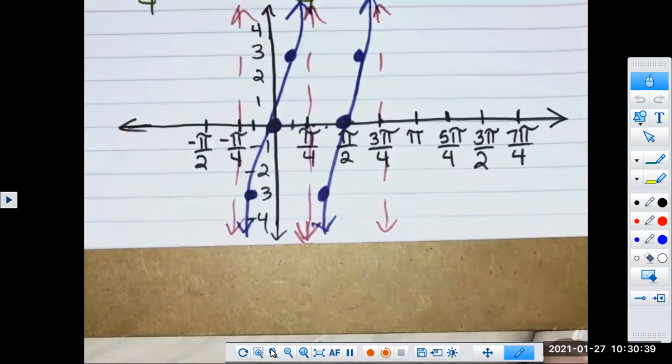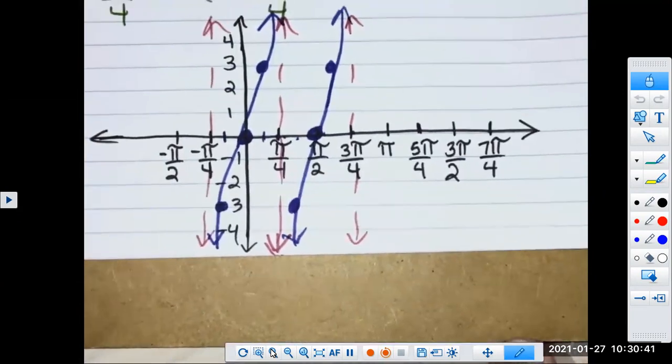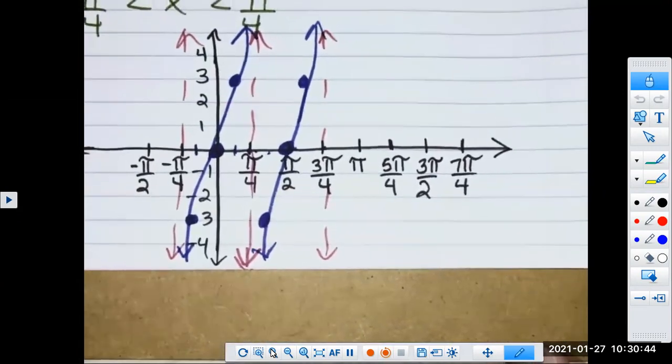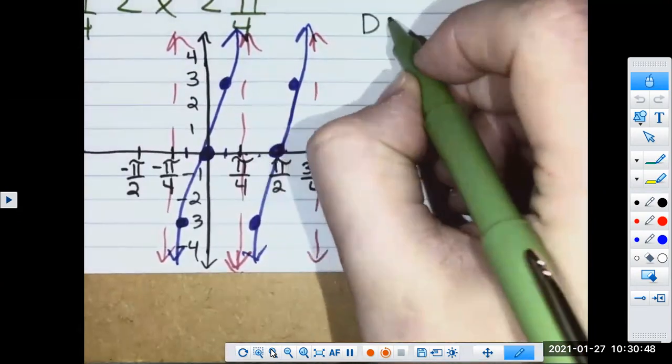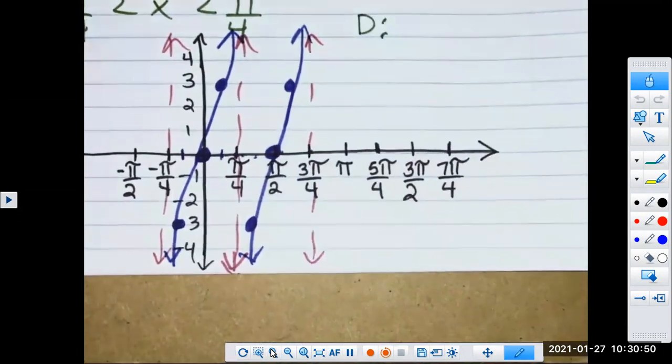Okay, how do y'all feel about tangent? Y'all think it's easier than sine and cosine? Maybe not sure yet.